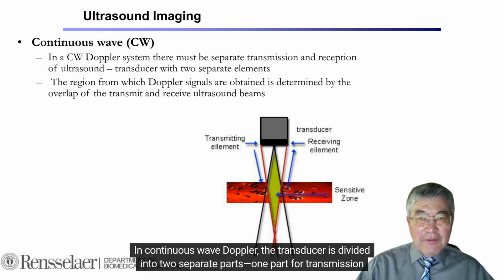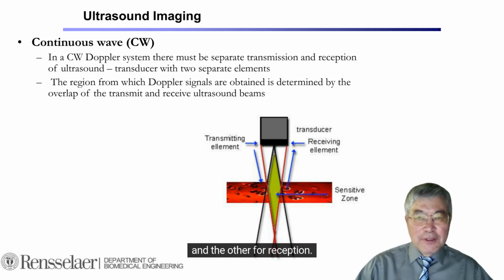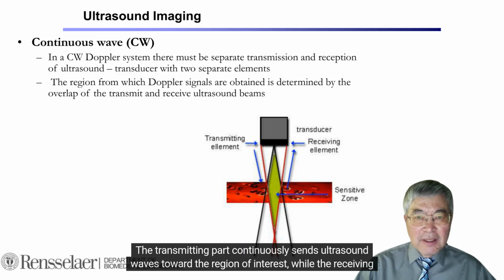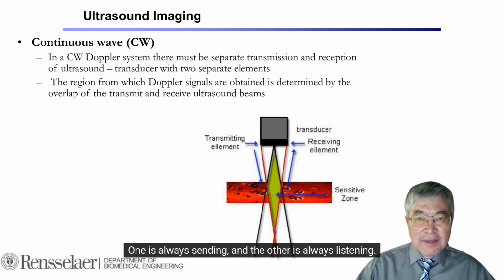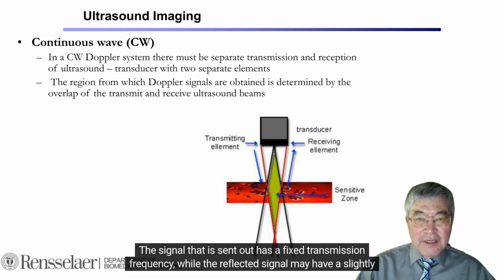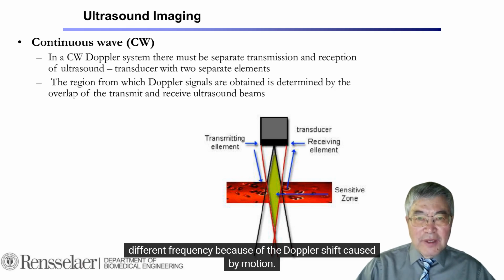In continuous wave Doppler, the transducer is divided into two separate parts, one part for transmission and the other for reception. The transmitting part continuously sends ultrasound waves toward the region of interest, while the receiving part continuously collects the reflected signals. So, you have a single transducer housing two elements. One is always sending and the other is always listening. The signal that is sent out has a fixed transmission frequency, while the reflected signal may have a slightly different frequency because of the Doppler shift caused by motion.